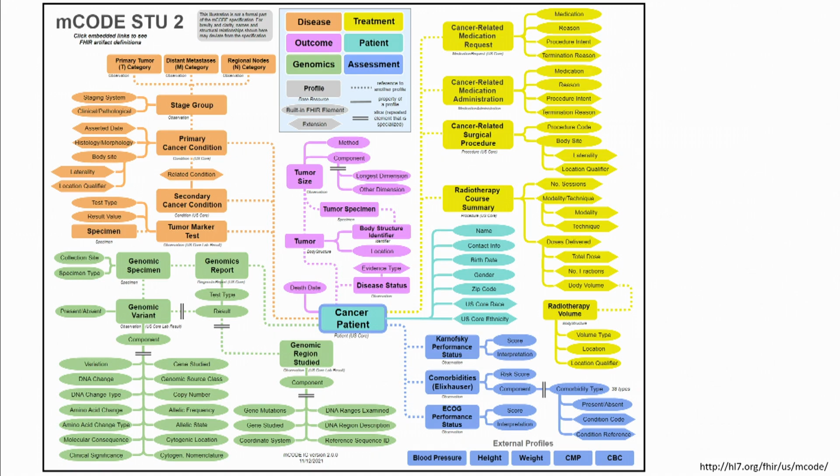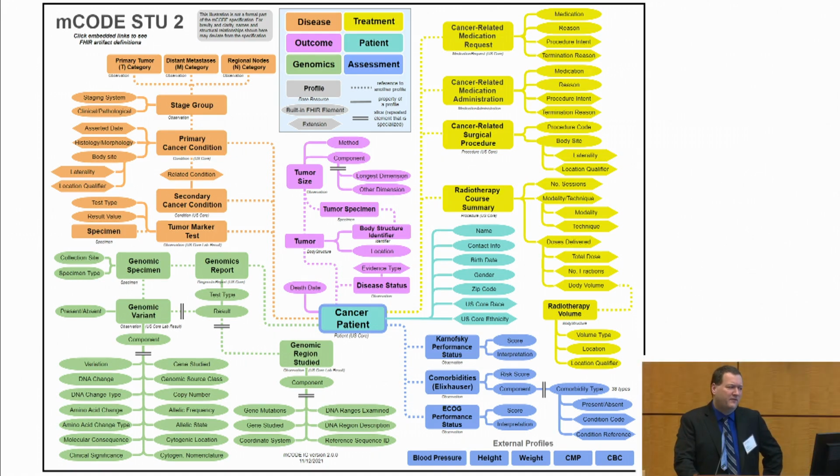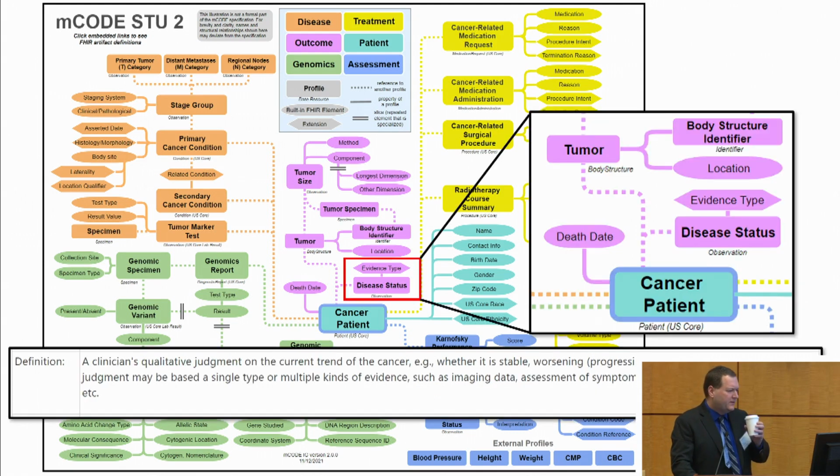MCODE is the Minimal Common Oncology Data Elements. It's an interoperable data standard that lives on top of FHIR. So it means it allows us to understand and describe the cancer patient's journey across that cancer care continuum. This was initially released in 2019, and today we are currently on Standard for Trial Use version 2, and we're about to ballot for version 3. But I want to highlight this one specific piece here.